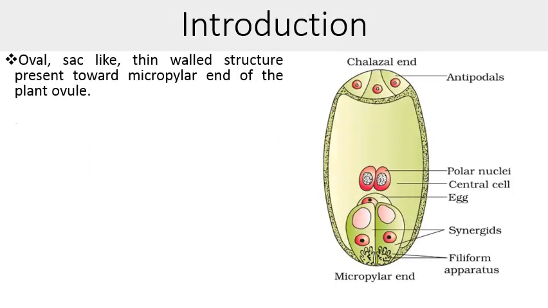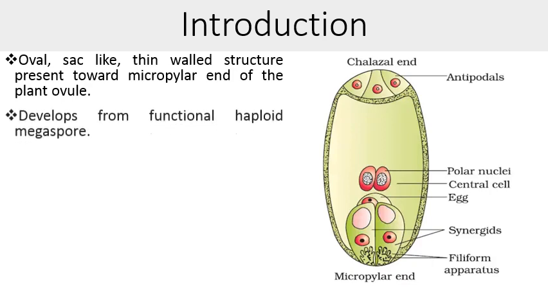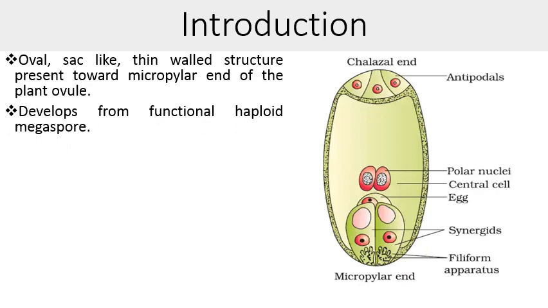Firstly, this embryo sac is an oval sac-like thin-walled structure which is present towards the micropylar end of the plant ovule. ये जो structure है embryo sac, ये एक oval sac-like structure होता है जो कि thin-walled structure है, and it is present towards the micropylar end of the plant ovule, and it develops from a functional haploid megaspore. और इसकी जो development है वो होती है from the haploid megaspore, which is the first cell of gametophytic generation, और एक ही functional megaspore से बनता है ये.